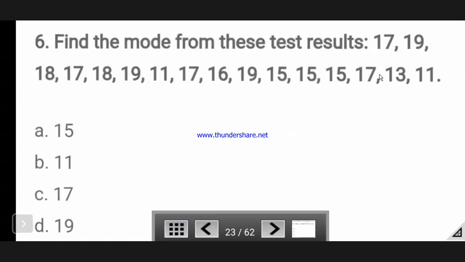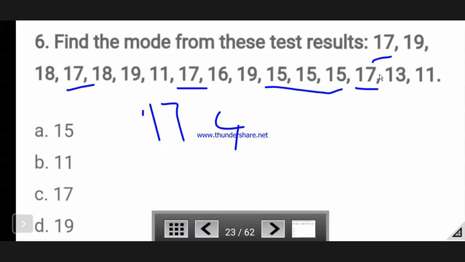Ma'am, 70. Answer is right. 7 has occurred 4 times. 15 only 3 times. 13, 1 time. 18, 2 times. 11, 2 times. 19, 3 times. 17 has the highest frequency. Hence the answer is 17. Shall we move to the next, ma'am? Yes, ma'am.